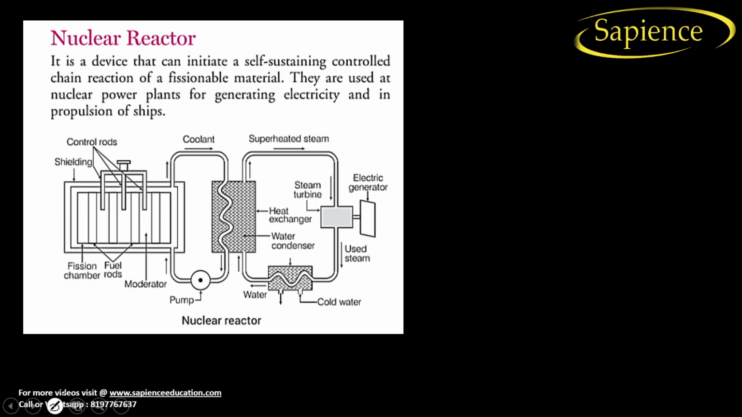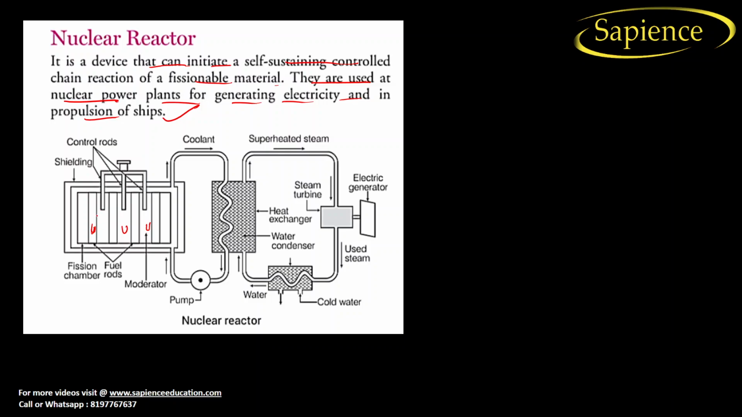Now I will discuss what a nuclear reactor looks like. From here, what you can observe is a device that can initiate a self-sustaining controlled chain reaction of the fissionable material, and it is used at a nuclear power plant for generating electricity and propulsion of ships. Now let us consider there is a fuel rod and it is made up of uranium. Basically, we will use uranium only. So this is the fuel rod, right?